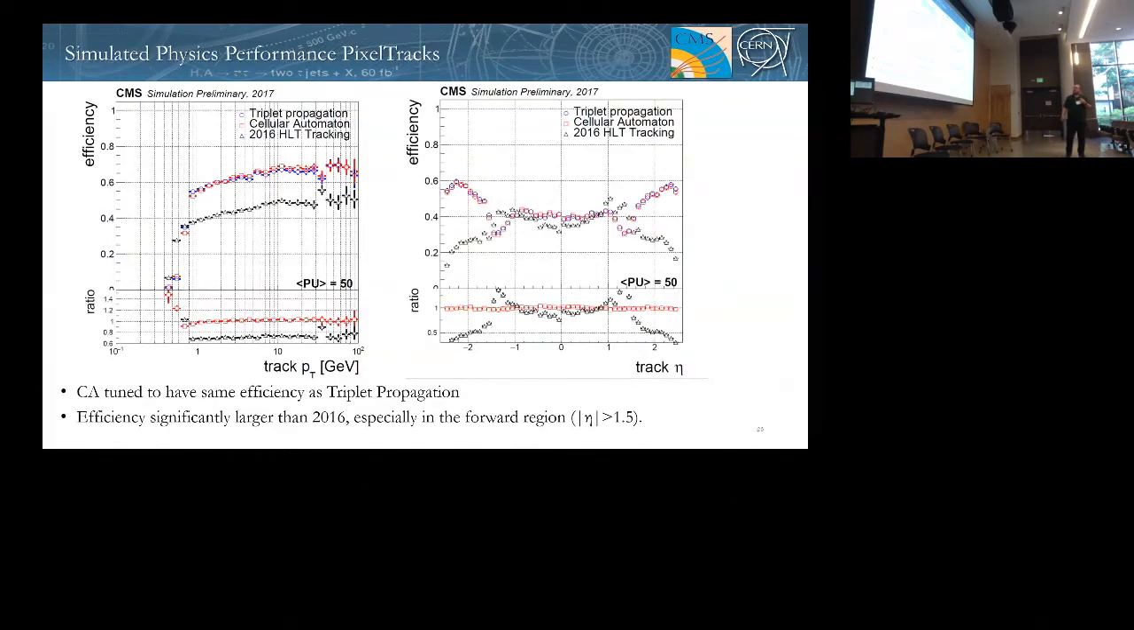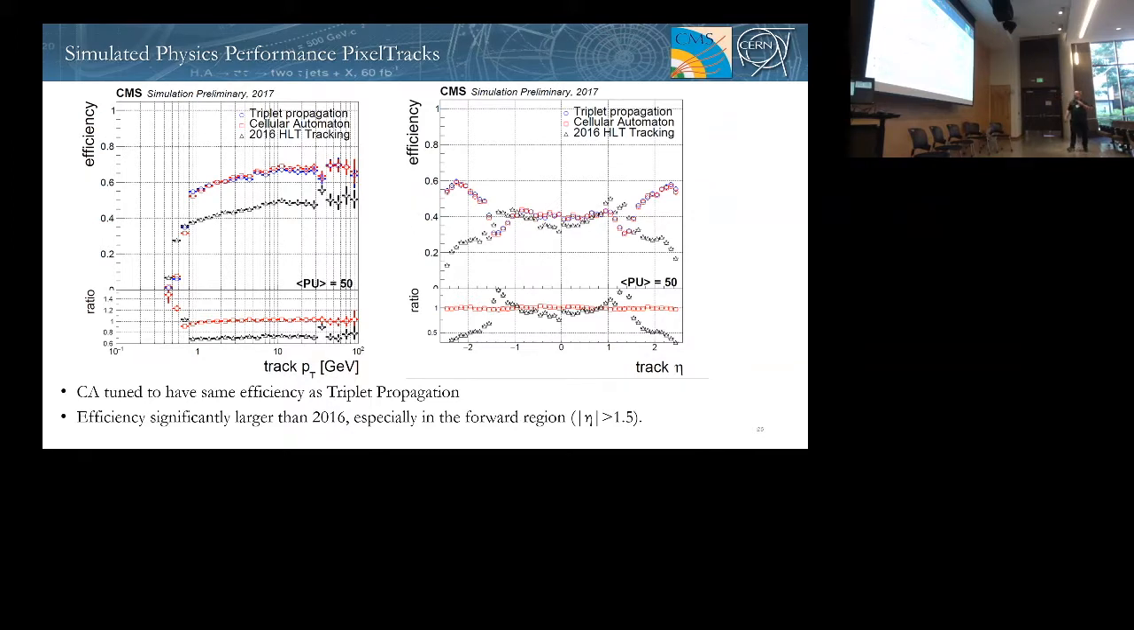Okay, so going to the tests, some physics. So you have in blue the triplet propagation algorithm, in red the cellular automaton, the new one, and in black the 2016 HLT pixel tracking. You have the efficiency against PT. You can see that the efficiency is much better due to the new detector. The two algorithms are comparable, although in the very low PT the cellular automaton is behaving better.